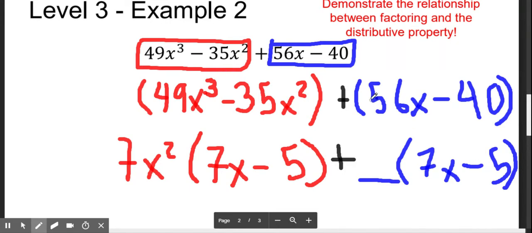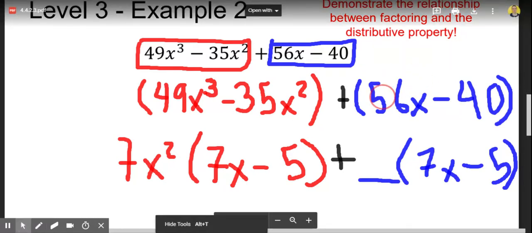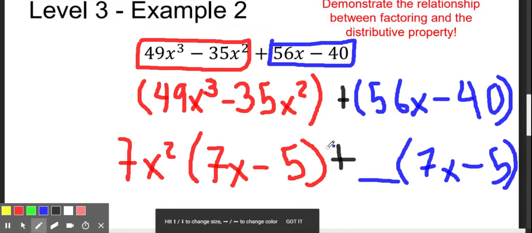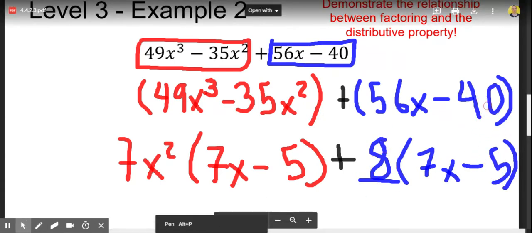So to find it, what would I multiply by to get 56x from 7x? That's an easy question. It's going to be an 8. And it should also mean that 8 times negative 5 is negative 40 here. And indeed, that is true.